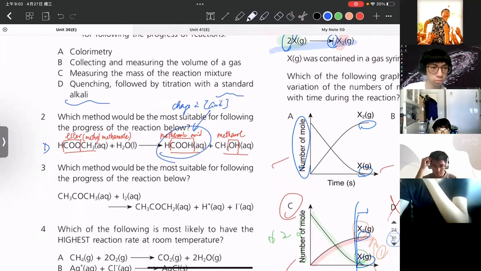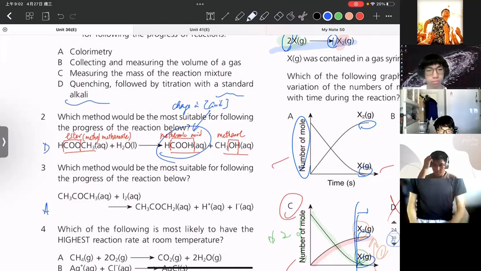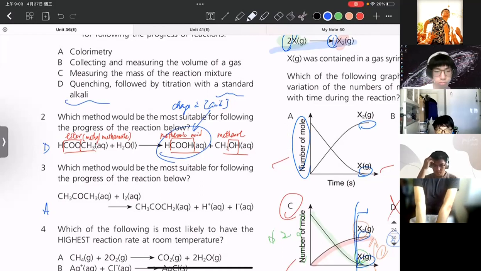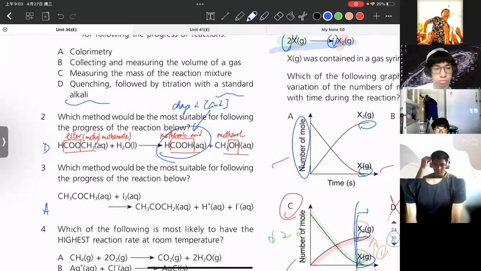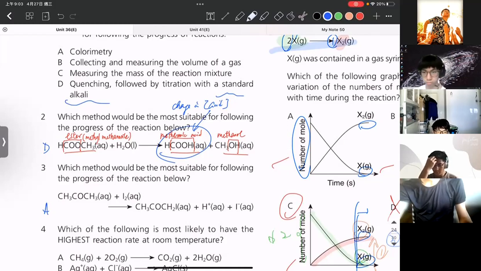Hey. A. Why? Why would you choose A? Hello. Oh, him, why did you choose A? What is the observation during the whole progress of the reaction?